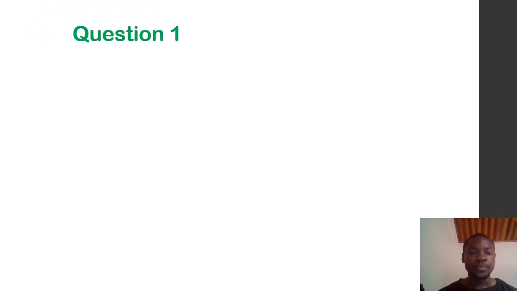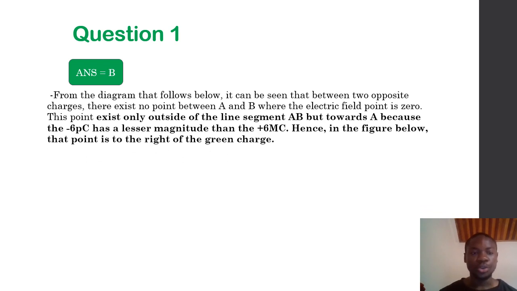Question 1. The answer is B, and this is the solution. From the diagram that follows below, it can be seen that between two opposite charges, there exists no point between A and B where the electric field is 0. This point exists only outside of the line segment AB, but towards A because the minus 6 picocoulomb has a lesser magnitude than the plus 6 megacoulomb. Hence, in the figure below, that point is to the right of the green charge, as you will see below.